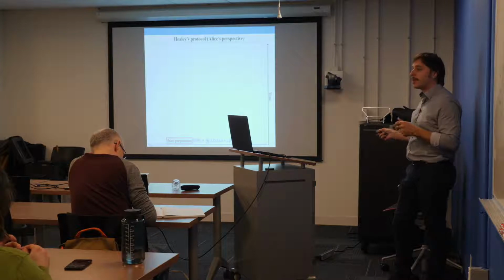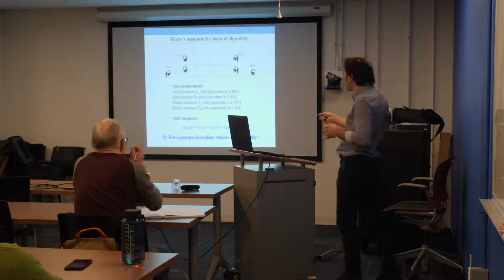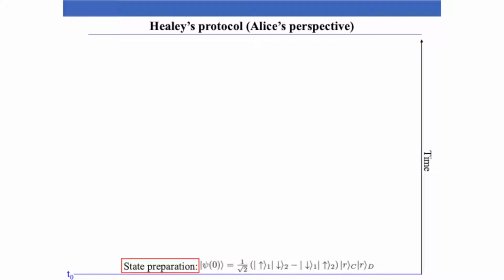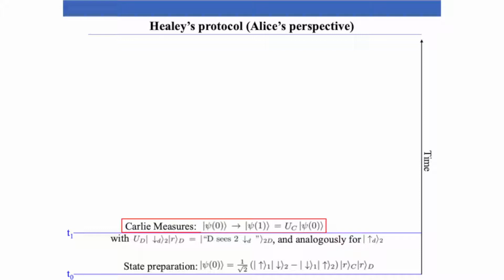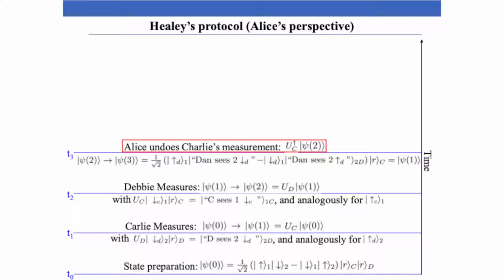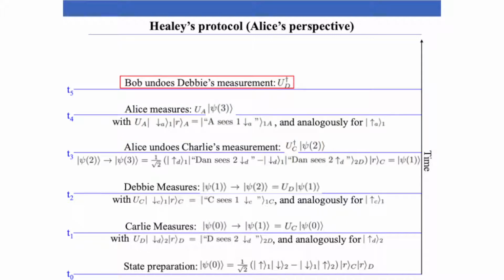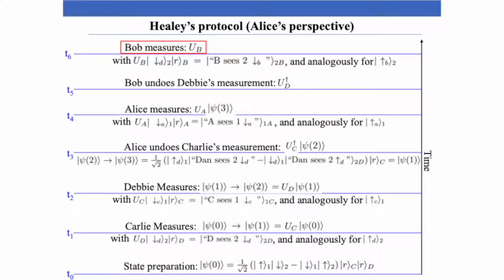He described this from the perspective of Alice. Here he is describing a protocol in the following steps. There is a state preparation. Then Charlie measures, applying a unitary evolution to the initial state. Charlie is the player who stays inside Alice's box. Then Debbie measures the other friend. Then Alice undoes Charlie's measurement, applying the inverse of this unitary. Then Alice measures. Bob undoes Debbie's measurement, and it is his turn to measure as well.